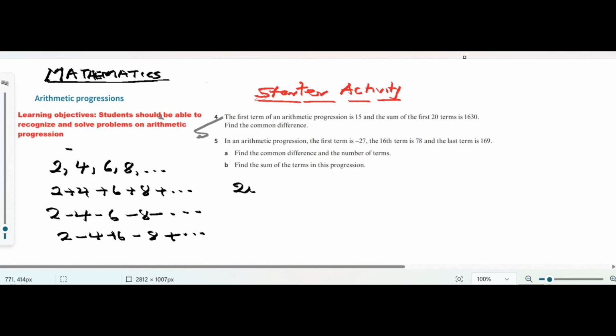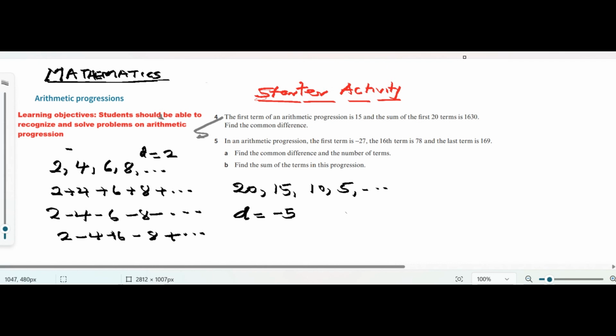How about if I have 20, 15, 10, 5, and so on? What will be the common difference here? The common difference D will be minus 5. In the previous one, the common difference D is positive 2. Any sequence with a common difference is called arithmetic progression or linear sequence.